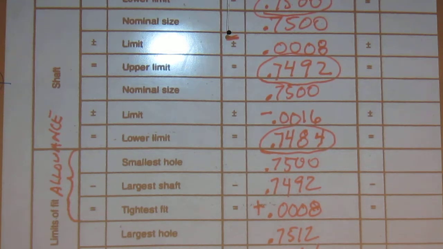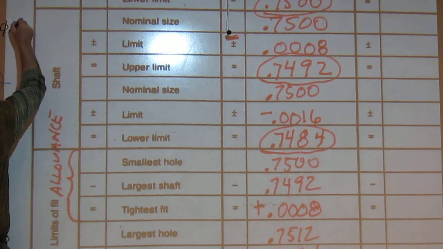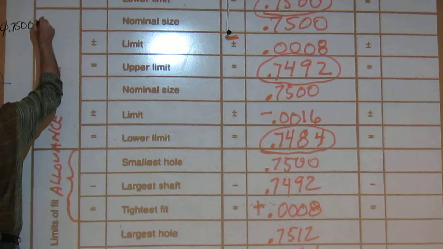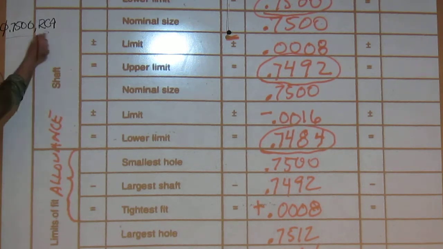Some firms, I've seen this on some drawings where they don't put any of this. They would put, right here, diameter 0.7500, comma, RC4. Yep, and the machinist would then go look it up. Seems a lot easier. Let's not use this in here. We're going to use one of these two methods.